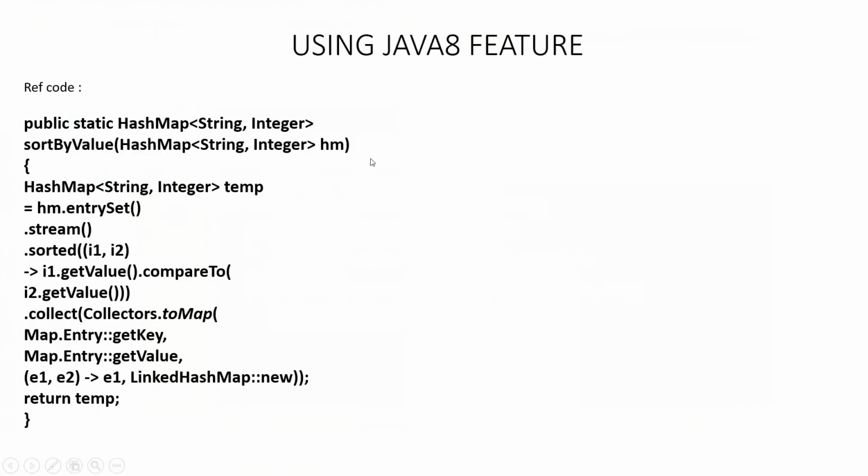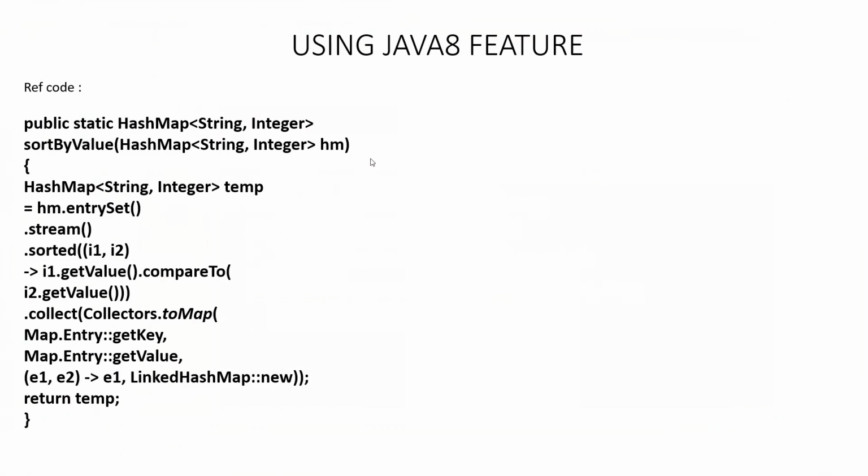In the next slide, I am showing the Java 8 feature. In the Java 8 feature, you don't need to write all the code. As I have told you, Java 8 means less code, but performance is very fast. You have to give less effort, but performance is very fast. So that's why we are using the Java 8 feature.